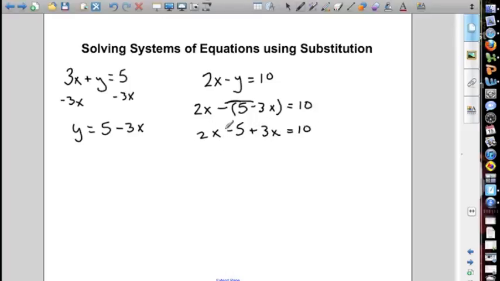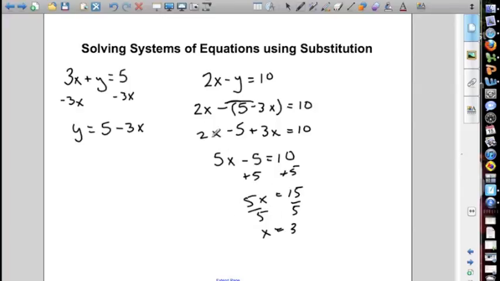Now combine what we can combine here. So combine like terms here. I have 2x and 3x. That's 5x. I'm taking away the 5, and that's equal to 10. Add your 5. Divide by 5. And x equals 3. So now I know what x is. I know that x is 3.